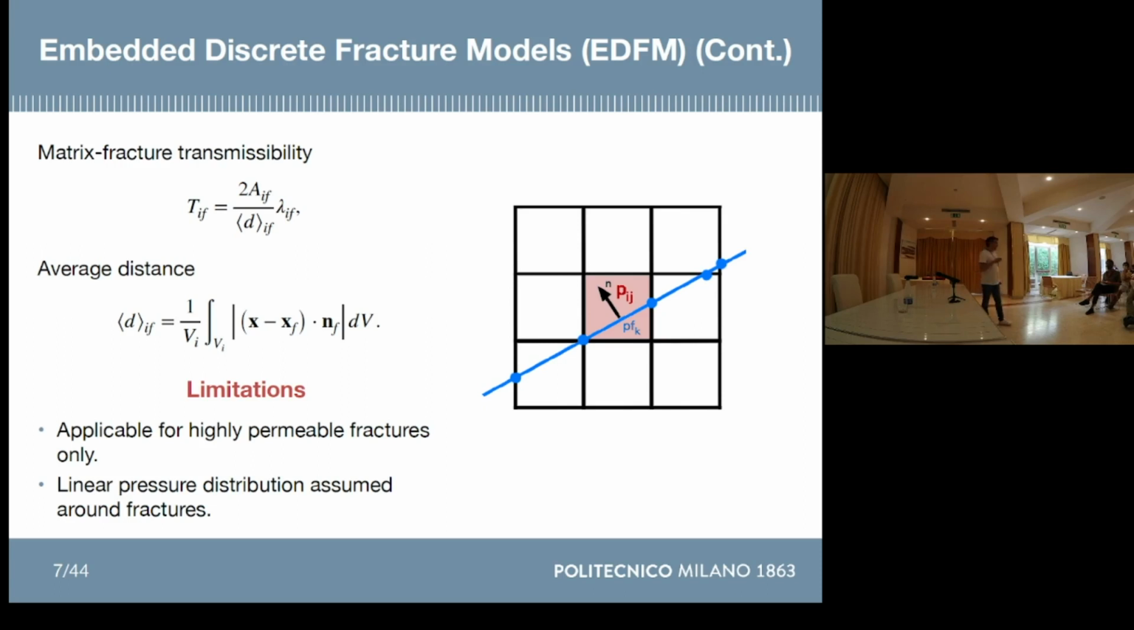This method has some limitations. The main one is that it is applicable only for highly permeable fractures, so ones where lambda has very high values with respect to the lambda of the matrix. And a linear pressure distribution is assumed around fractures in order to get this expression for the matrix-fracture transmissibility.